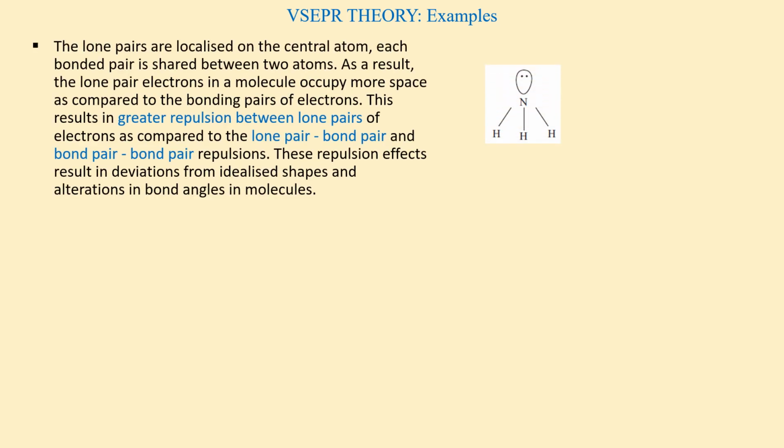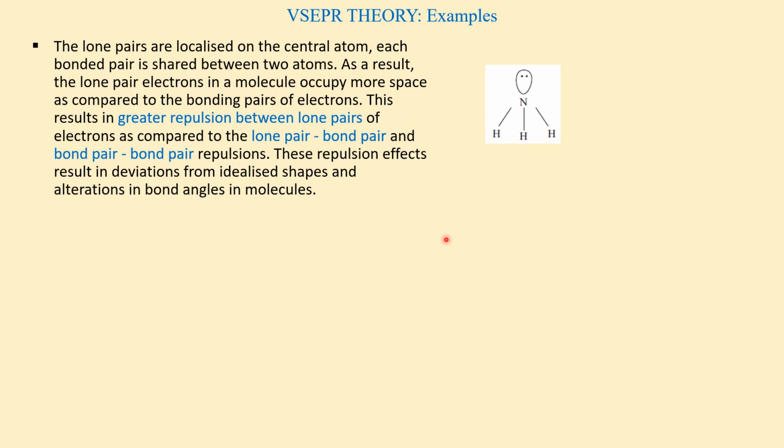Nyholm and Gillespie in the year 1957 refined the VSEPR model by explaining the important difference between lone pairs and bonding pairs of electrons. The lone pairs are localized on the central atom. Please see the figure shown on the screen. In the figure, nitrogen is the central atom, and H and H are surrounding atoms.